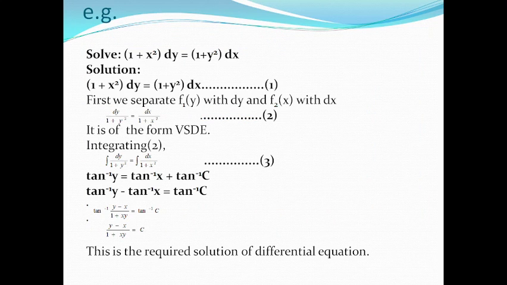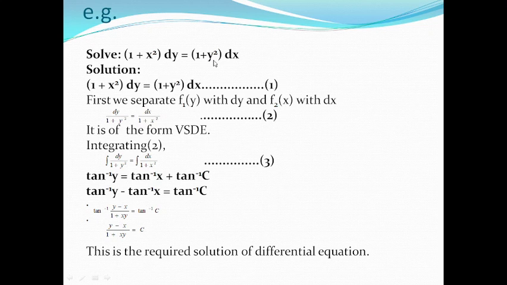Here I have taken one example of a variable separable differential equation. So in this equation, 1 plus x square dy equal to 1 plus y square dx. Here we have observed that dy comes with a function of x and dx with a function of y.